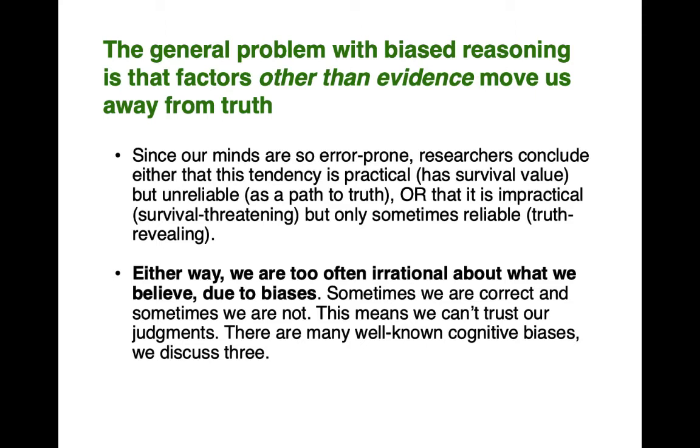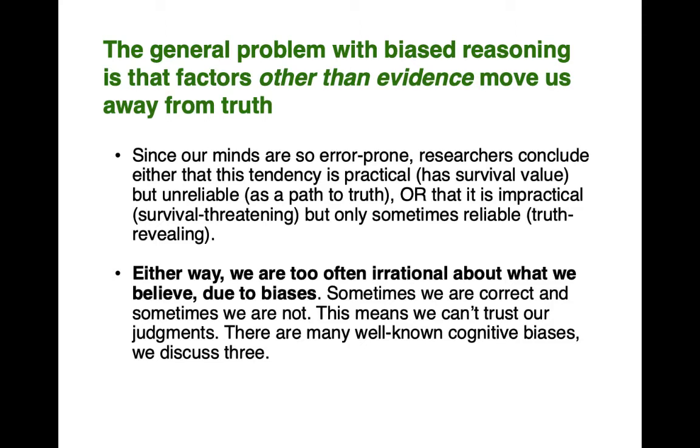Since our minds are so error-prone, researchers conclude either that this tendency is practical, has some kind of survival value, but unreliable as a path to truth, or that it is impractical, survival-threatening, but only sometimes reliable, truth-revealing. Either way, we are too often irrational about what we believe due to biases. Sometimes we are correct, and sometimes we aren't. This means we can't trust our judgments.